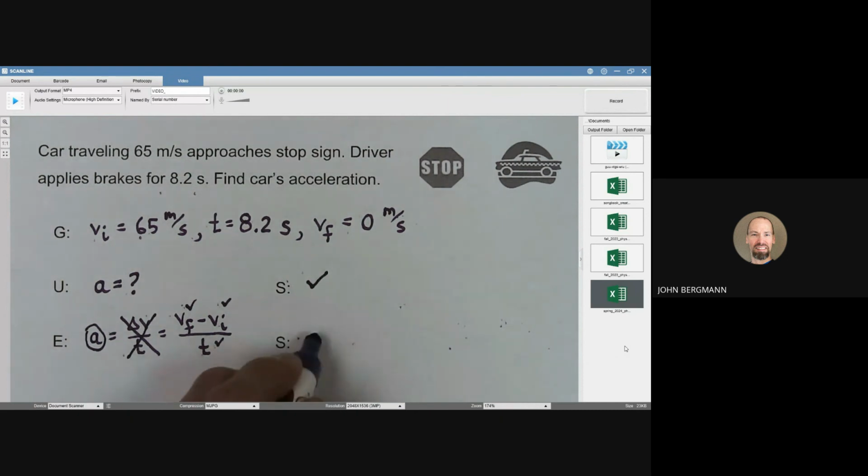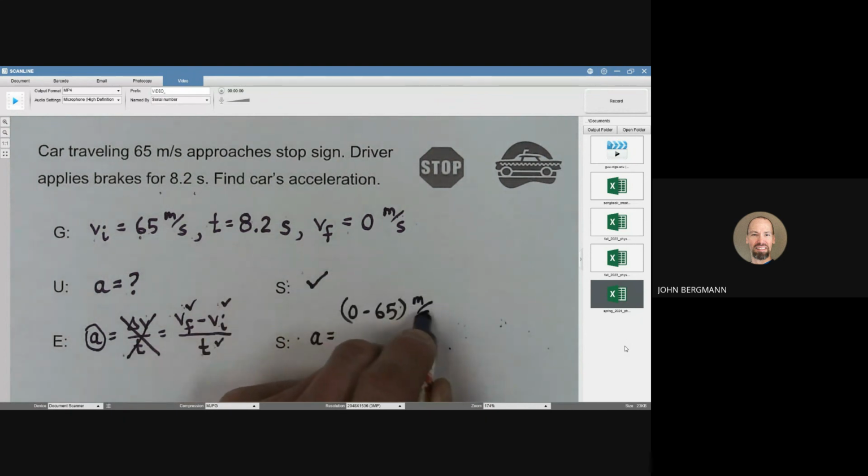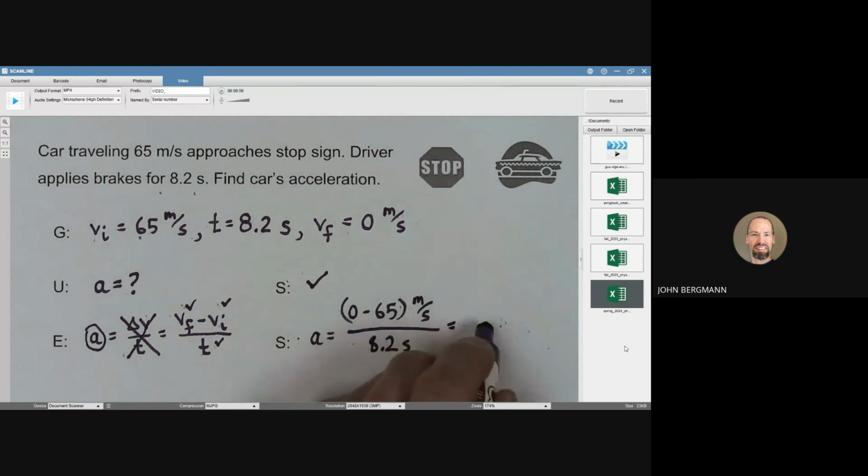So now we're just going to plug in the numbers. And the acceleration is going to be v final, which is 0, minus v initial. Again, I'll put the units in there. And we're going to divide by 8.2 seconds. And when we type this into our calculator, we get a rather interesting number. To two significant figures, negative 7.9 meters per second squared.